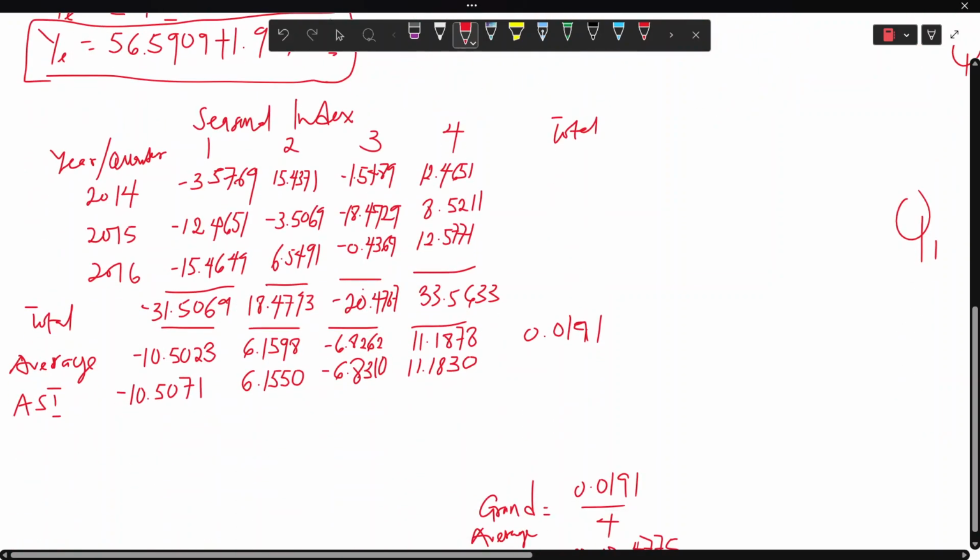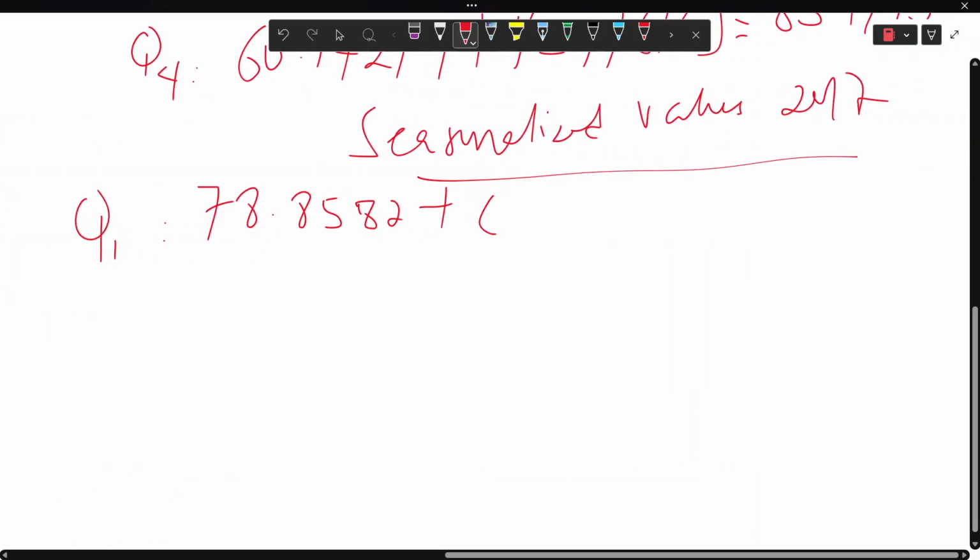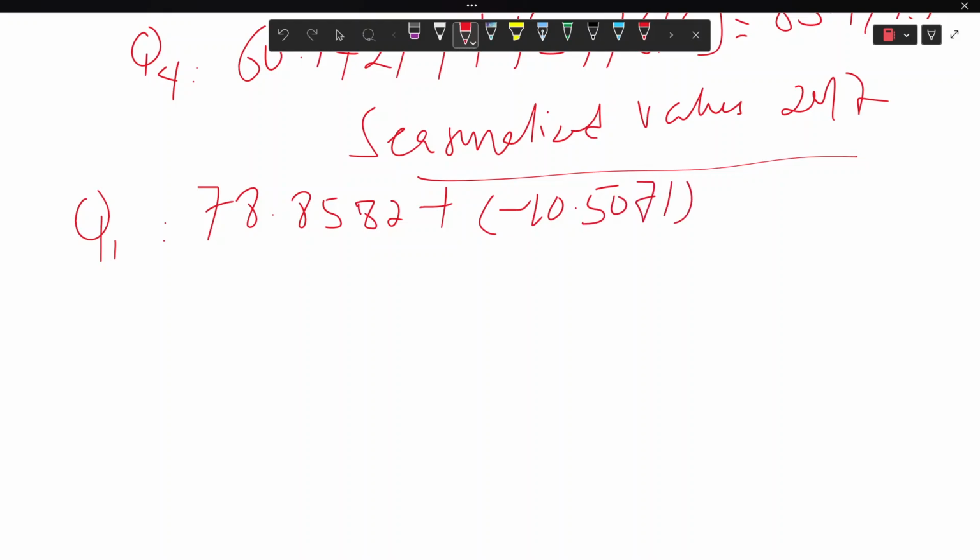We had negative 10.5071, so plus negative 10.5071, which is giving us 78.8582 minus 10.5071, 68.3511.